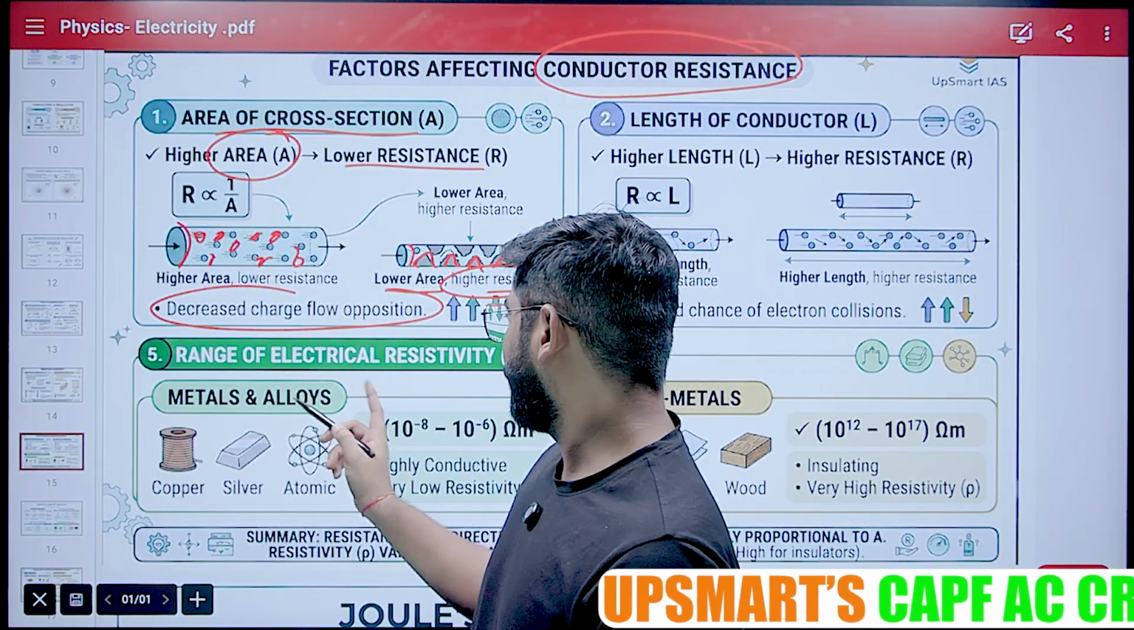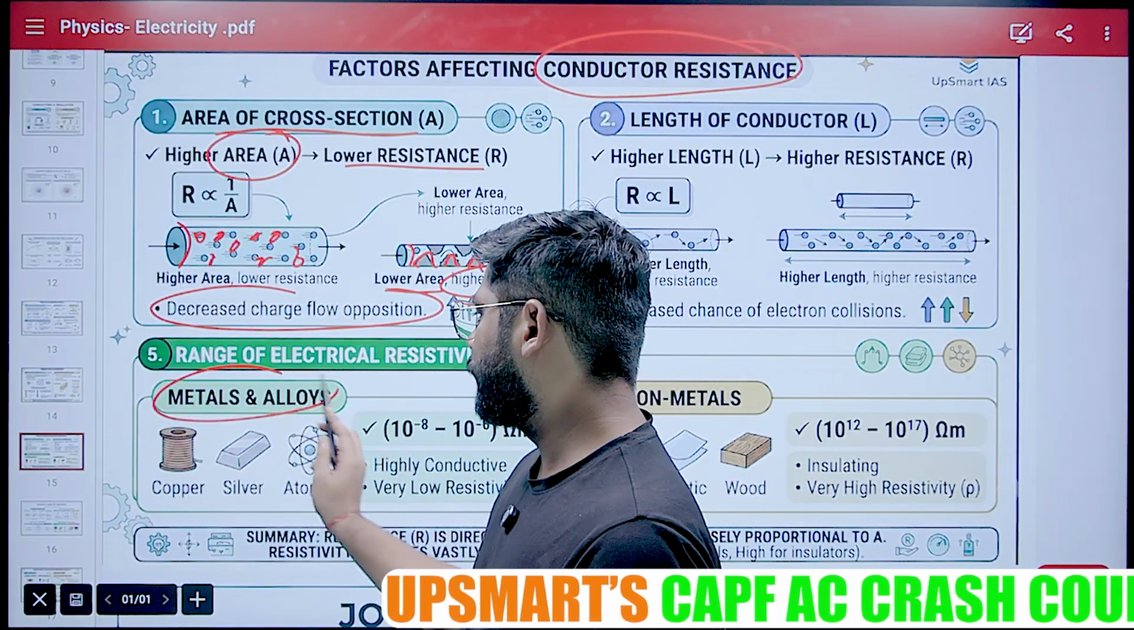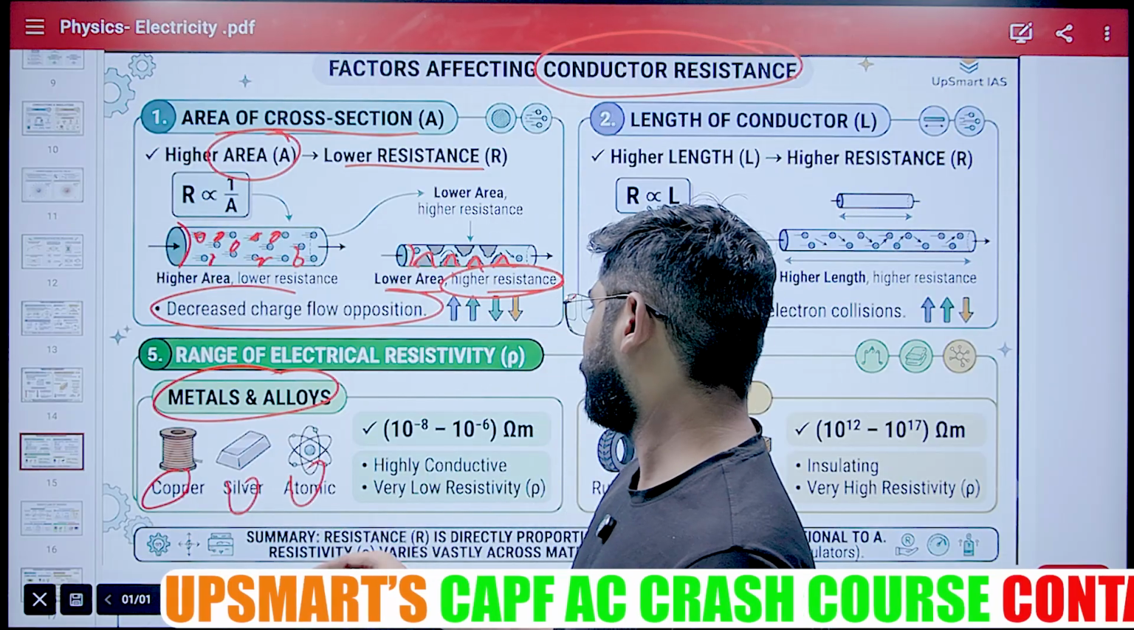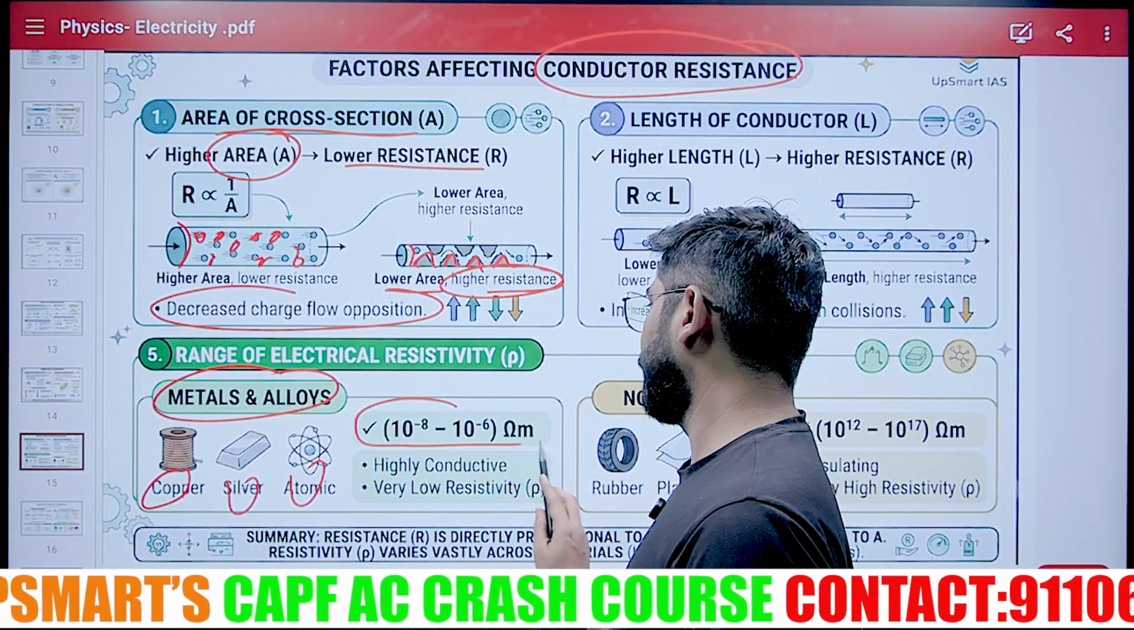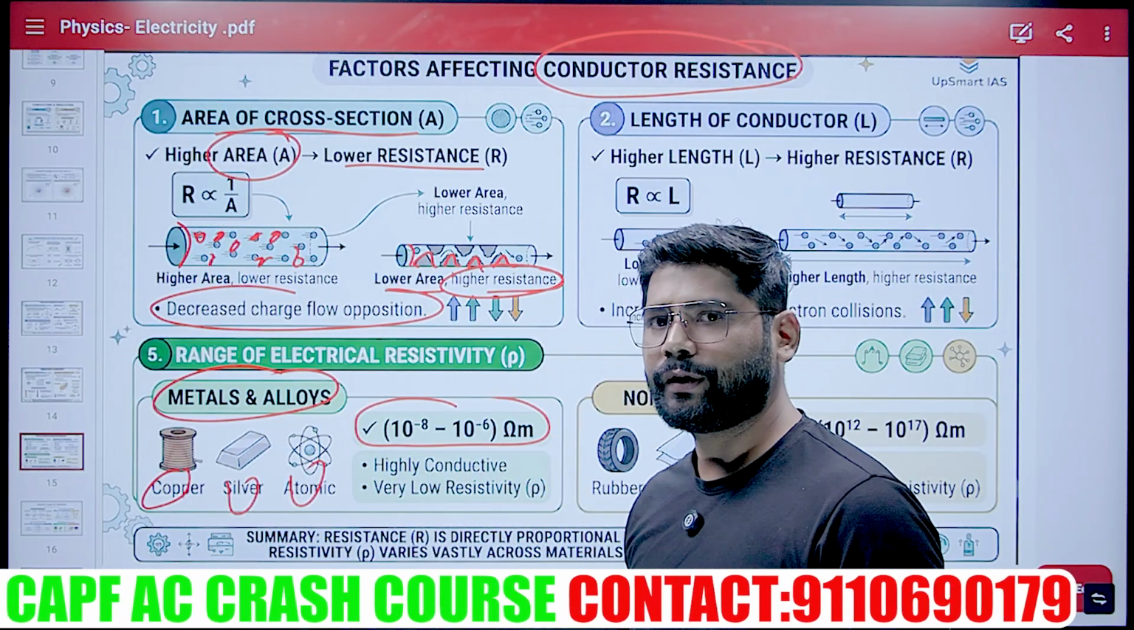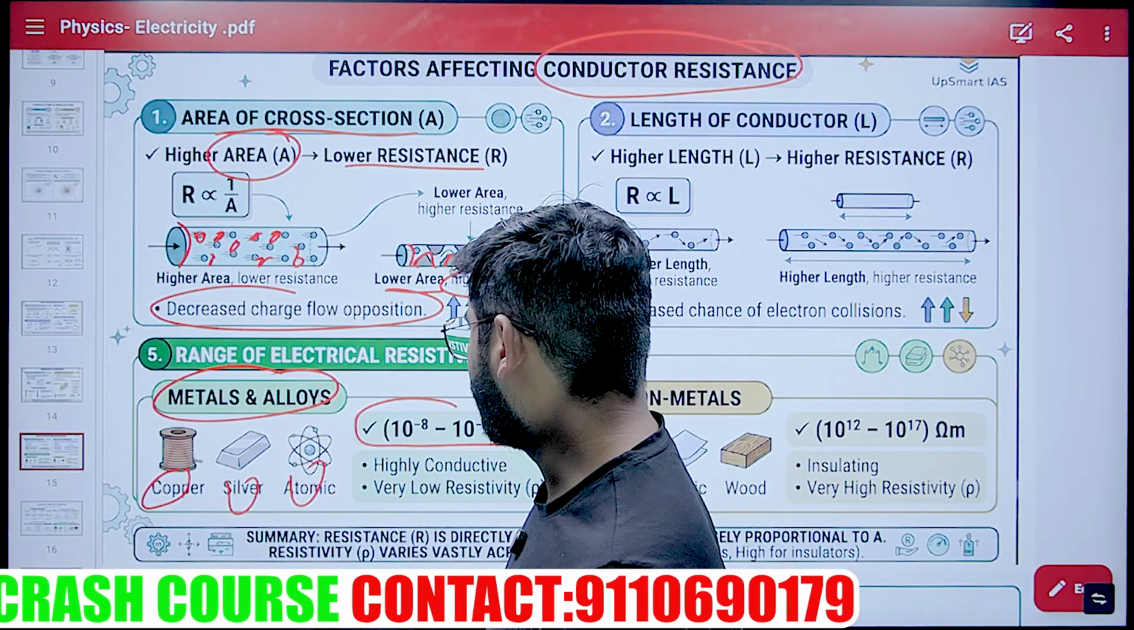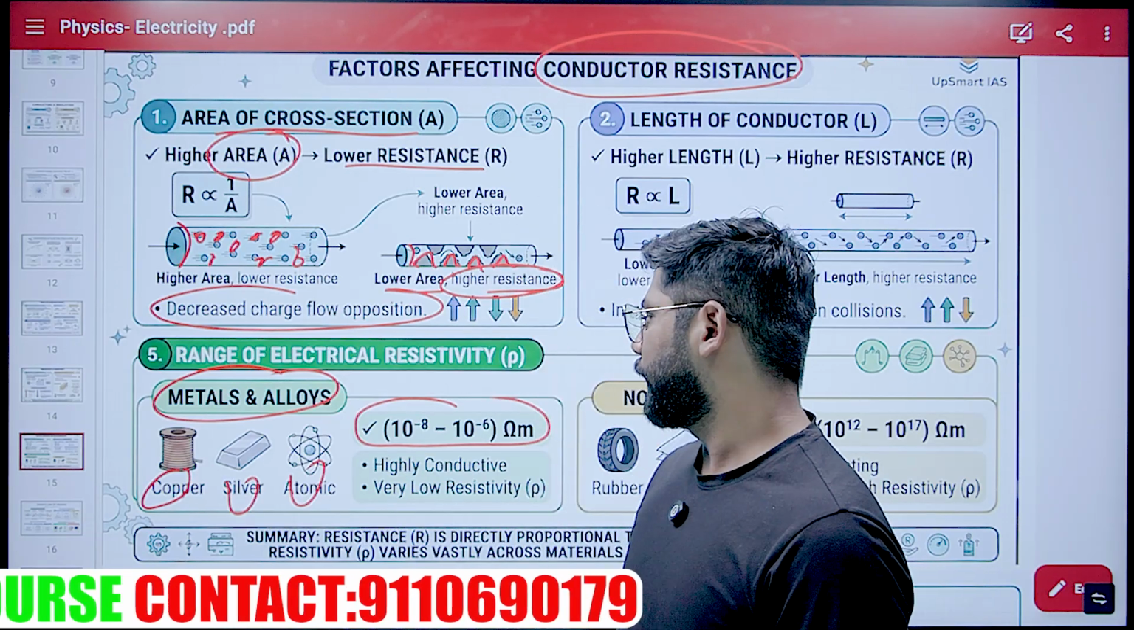Then next, the range of electric conductivity. For the metals that we use, such as copper and silver, the range of electric resistivity is 10 raised to minus 9 to 10 raised to minus 6.